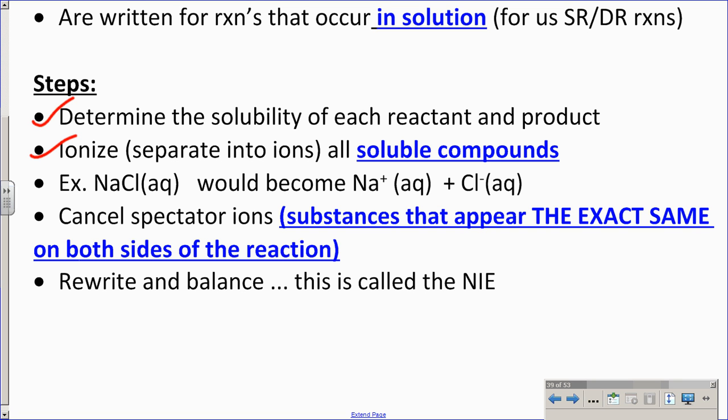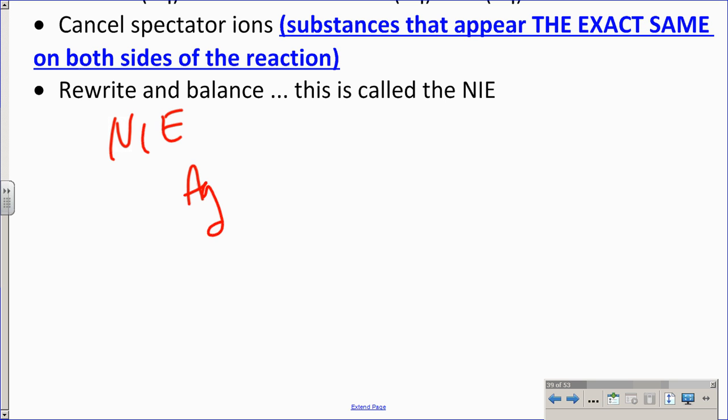So our final answer, the net ionic equation, the NIE, is what's still over there. Silver ion, yeah. What else? Chloride ion yields silver chloride precipitate. That's it.